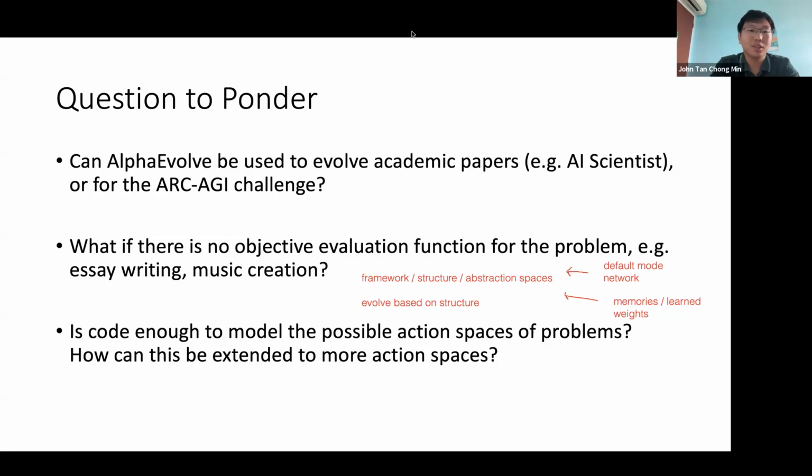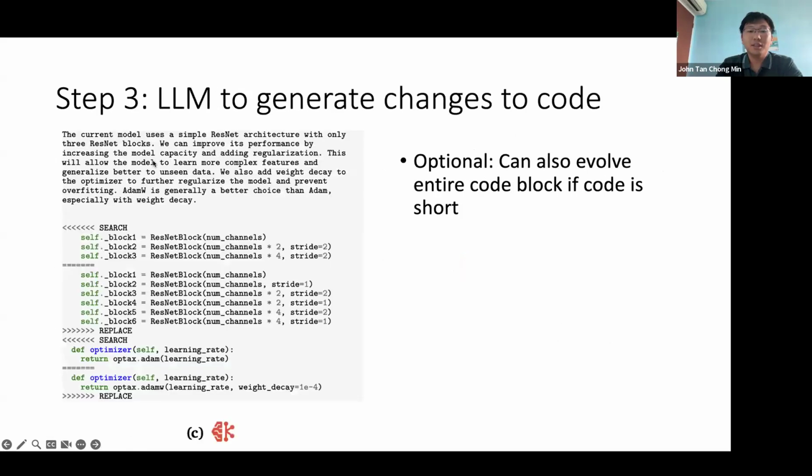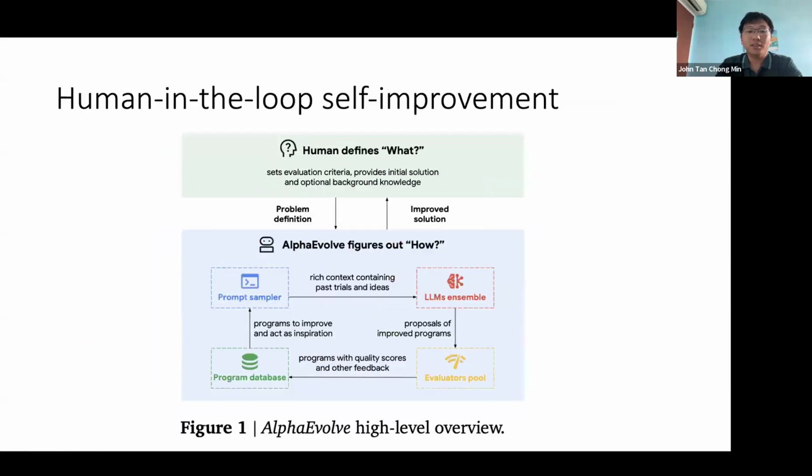So I go back to the concluding statement from just now. Guidance is very important for this whole idea of evolution. And this AlphaEvolve gives a way to evolve in one particular abstraction space or objective function, or you can do multiple objective functions as well.